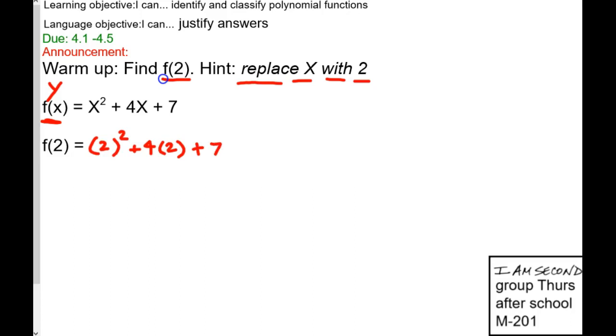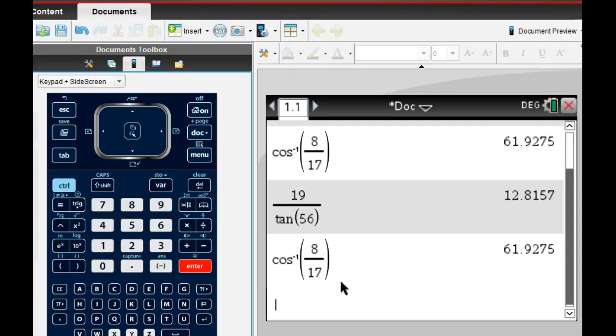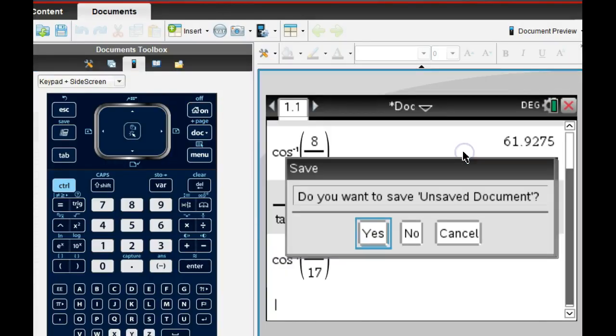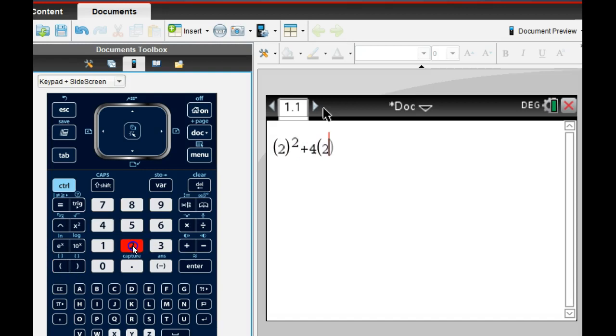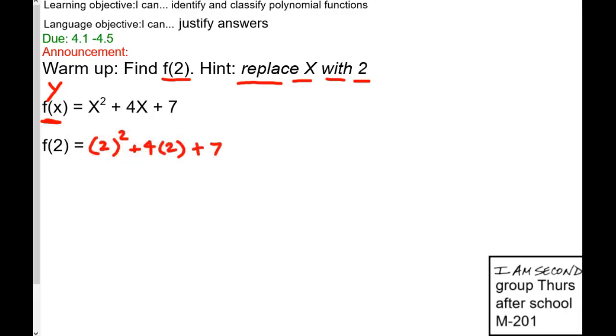Now, TBH, you can just type that in your calculator in one step, get your answer, okay? And that's fine with me. So you could do what? Parentheses 2 squared plus 4 parentheses 2 plus 7. Okay, type it in one step, boom. Answer is 19. So that means f of 2 equals 19.